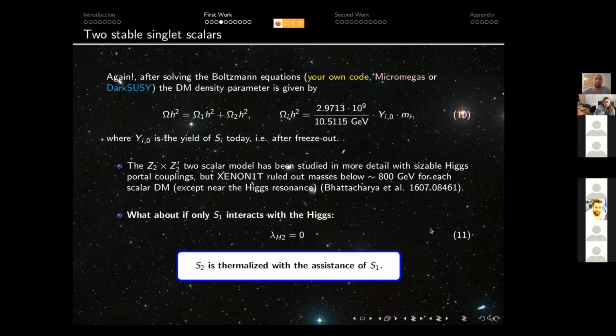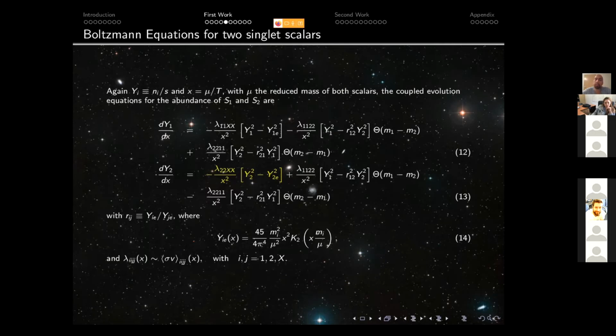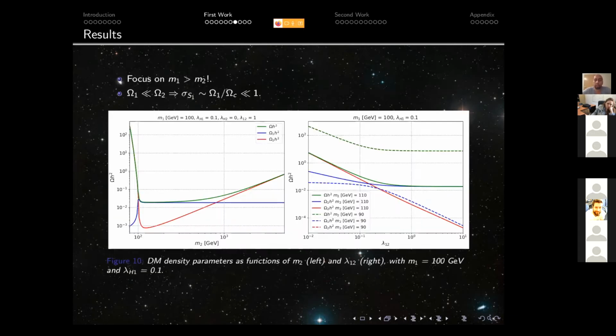So the question for us was: what if we set this scenario in a specific one in which we turn off the second Higgs portal of the S2 particle? That means taking lambda_h2 equal to 0. Then only S1 will interact directly with the Higgs, but as the two dark matter particles interact with each other, S2 will be thermalized with the assistance of S1, which is already in thermal equilibrium in the very early universe with the rest of the particles. So when you do that, the term in yellow disappears, and the equations are simplified a little bit. And these are the results that we have found.